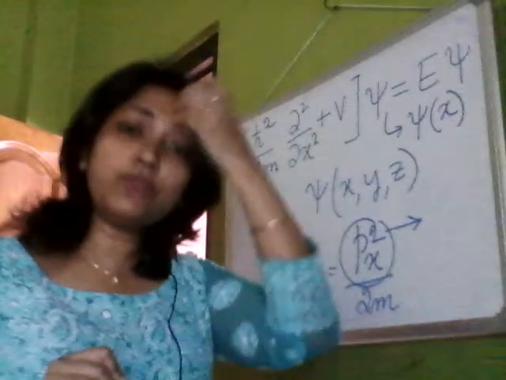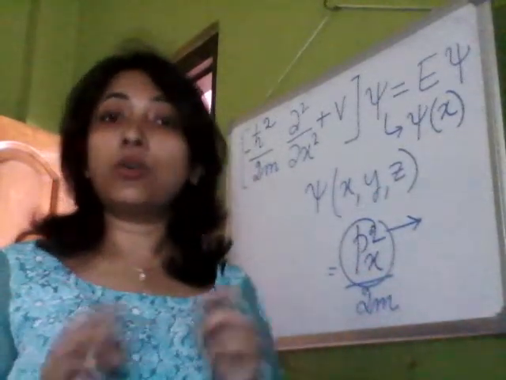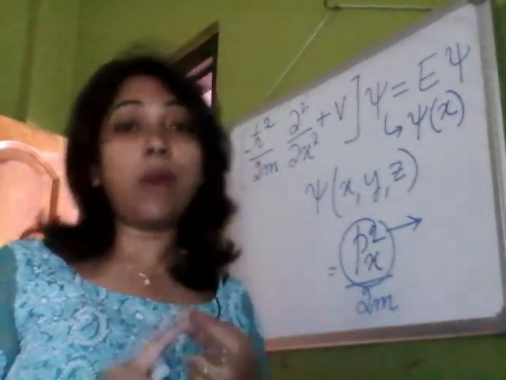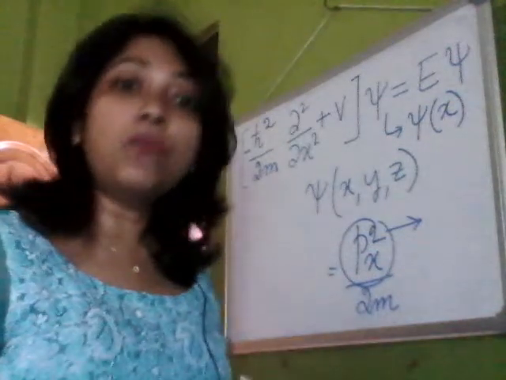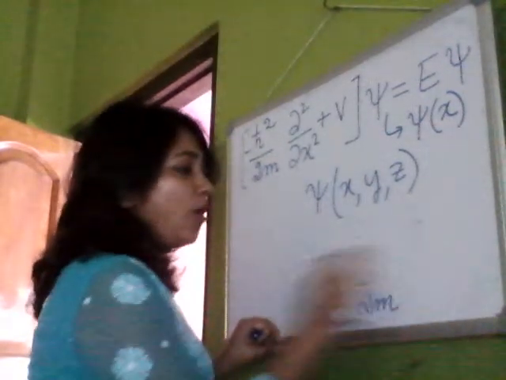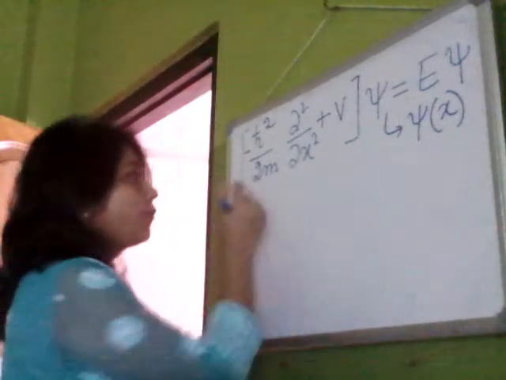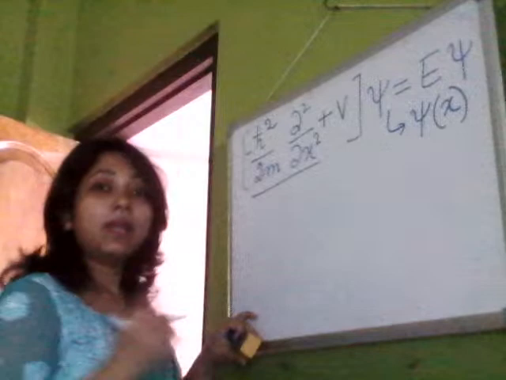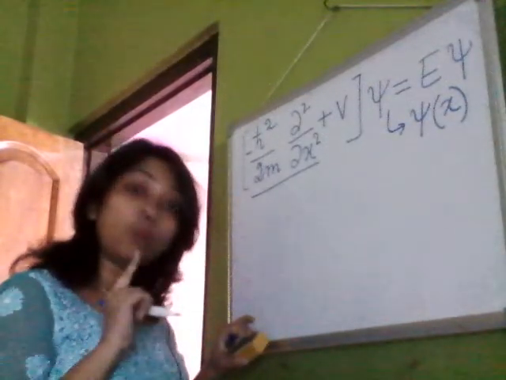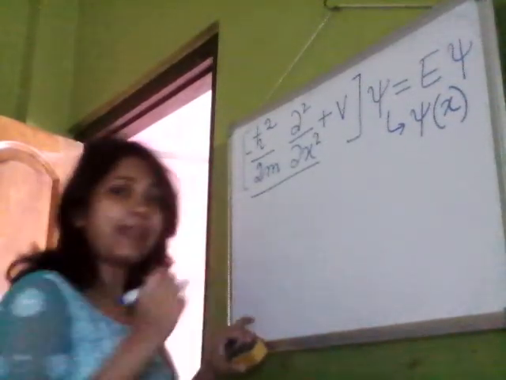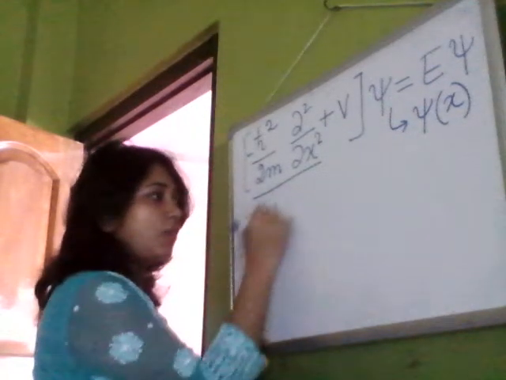But today we have to find the kinetic energy not only along the x-axis but along the y and z-axis as well. So what will I have then? I hope all of you will agree with me if I tell you that instead of only one term, when I write the total kinetic energy, can I not write it like this? Please all of you note this.